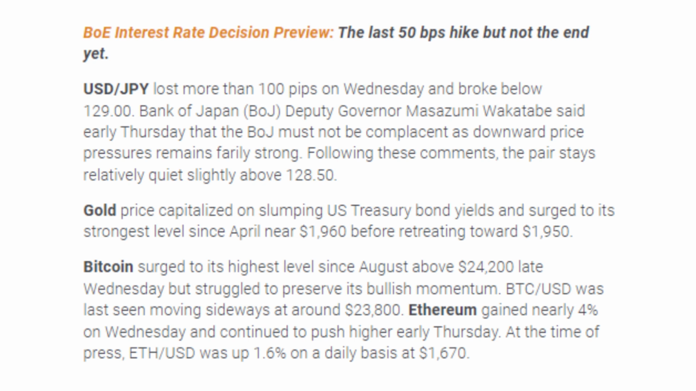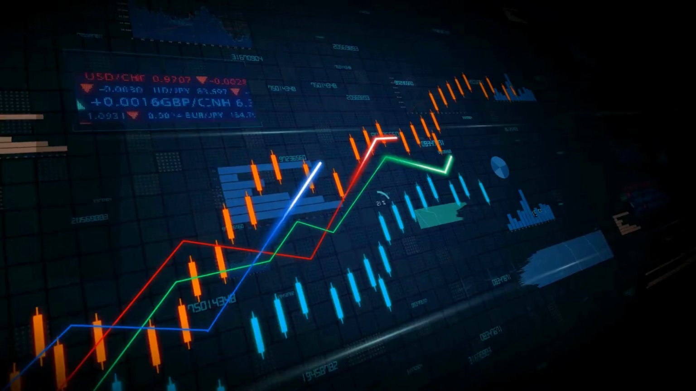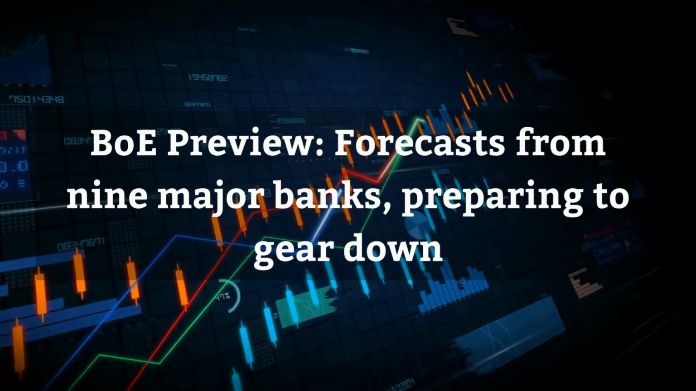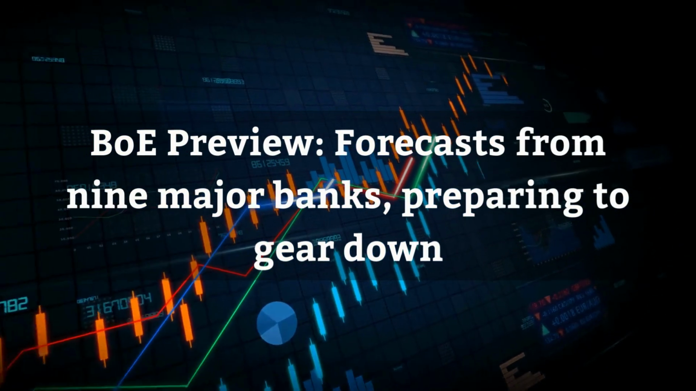Bitcoin surged to its highest level since August above $24,200 late Wednesday but struggled to preserve its bullish momentum. BTC/USD was last seen moving sideways at around $23,800. Ethereum gained nearly 4% on Wednesday and continued to push higher early Thursday. At the time of press, ETH/USD was up 1.6% on a daily basis at $1,670. BOE preview: forecasts from 9 major banks, preparing to gear down.